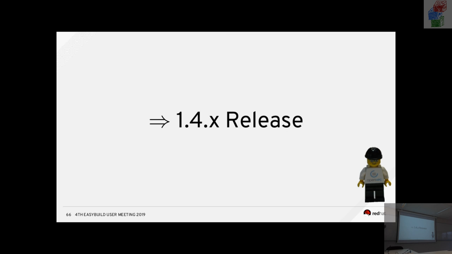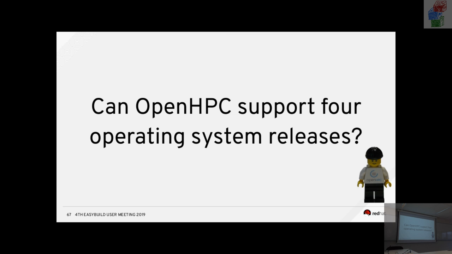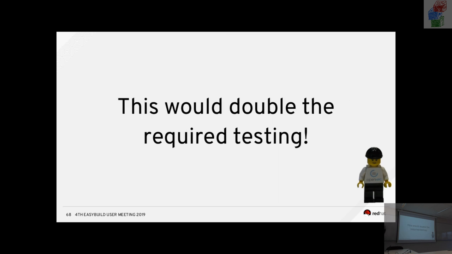But the problem is, at that point, it would mean we have to support like four operating system releases. And right now, we are not sure that our community can handle four operating system releases, because we already have enough to do to make sure that for the currently two supported releases, we can actually test it. And if we have four, we are not sure how to really do it. So this would require double the testing. This is currently being discussed, and when we switch and how we switch, we don't know yet.